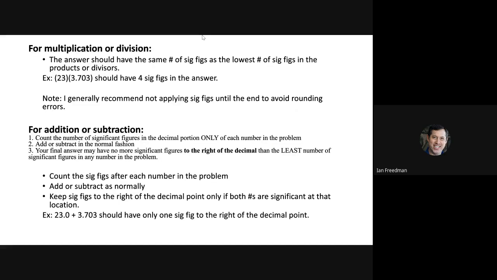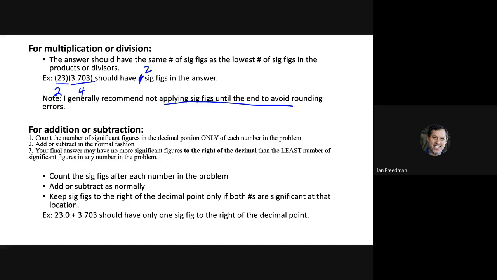If you multiply or divide, your answer has the same number of sig figs as the lowest in the product or the divisors. So if 23 has 2 sig figs and 3.703 has 4 sig figs, you should not have 4, you should have 2 sig figs in the answer, the lowest of the 2. I would recommend not applying sig figs until you get to the end, though, because you will get rounding errors if you have multiple steps and you start doing sig figs in the middle. Sometimes you can get off.